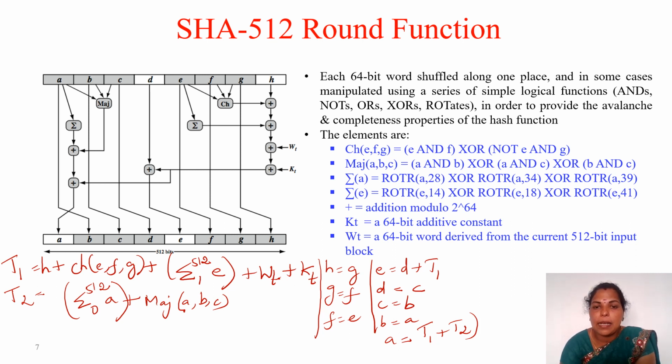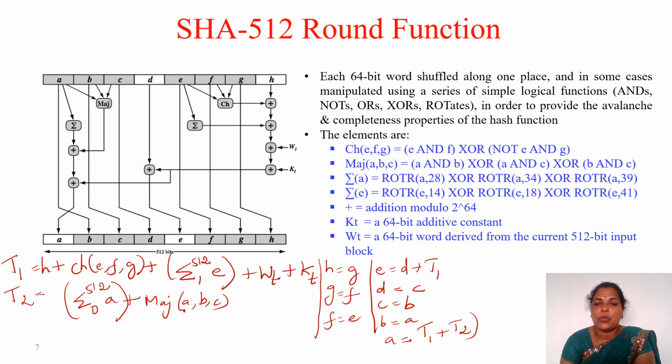Then here we have summation E, that is rotation of E by 14 XOR rotation of E by 18 XOR rotation of E by 41, where R means rotate right. Then plus, which we have seen in many places, is addition modulo 2 power 64. KT is a 64-bit additive constant, and WT is a 64-bit word derived from the current 512-bit input block.